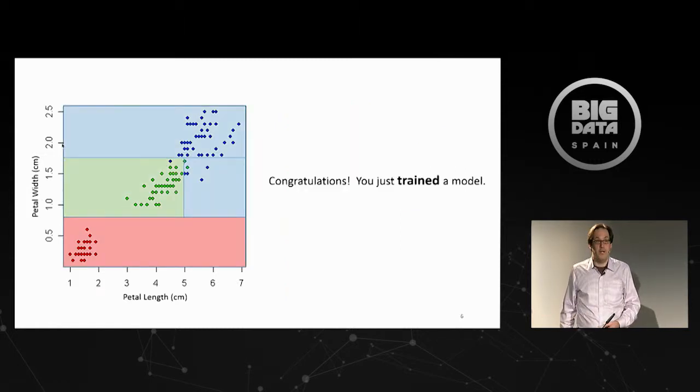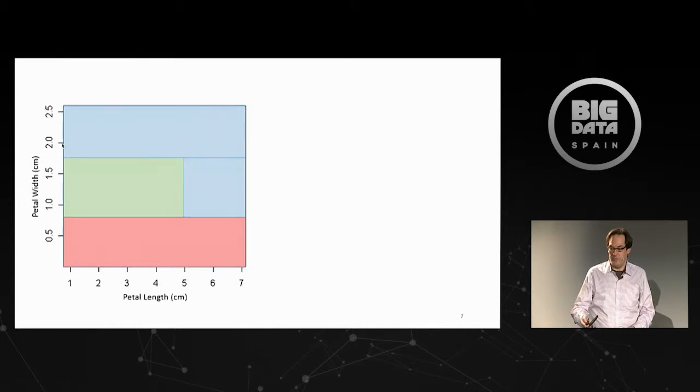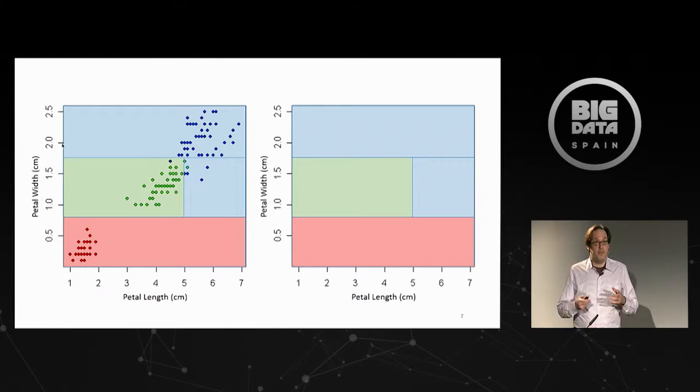Well, congratulations. We just trained a model. And these rectangles that we just drew can be used to make predictions about flowers that we haven't seen before, where we don't know what the species is, just by looking at the length and the width of their petals. So if I see a dot with short, fat petals, I predict, based on the model that I created, that it's going to be Iris setosa.